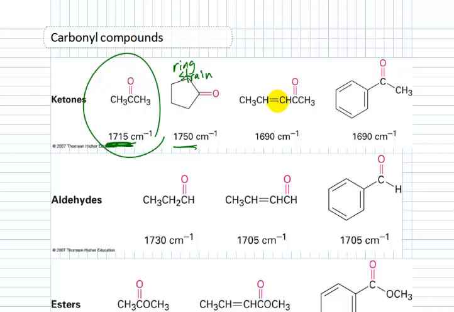Now here I have a CC double bond in conjugation with the CO double bond. If I actually draw this structure for you, it'll be a little easier to see. I have double, single, double. We've talked about that arrangement before, and we'll talk about it a lot in the next chapter, but that's conjugation. When it's in conjugation, there's a little less electron density in the carbonyl because it's shared throughout this entire system. So that bond has become weakened a little bit, and so it vibrates slower.